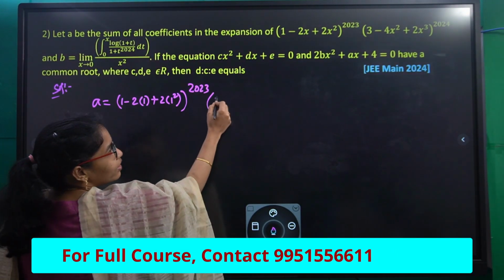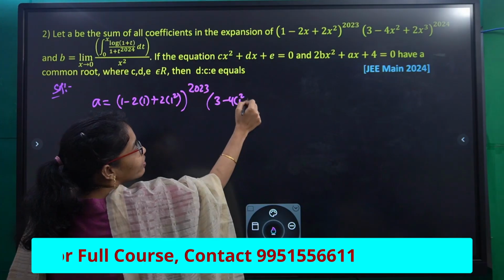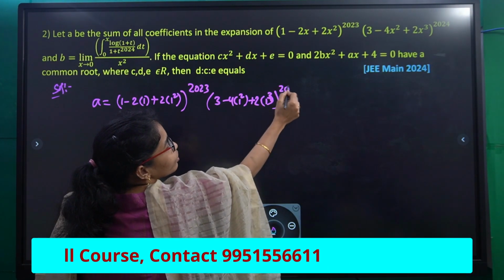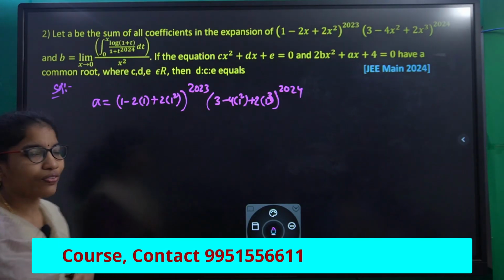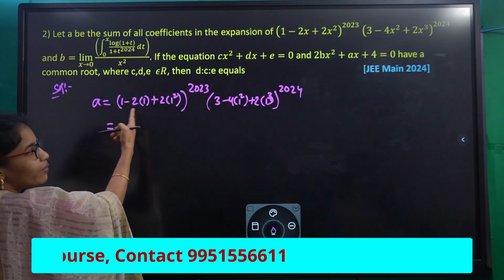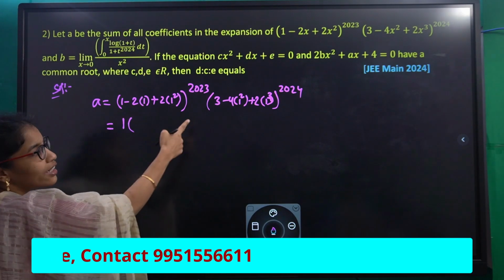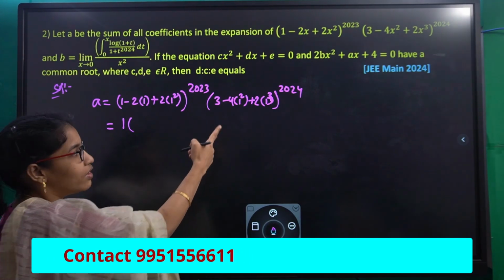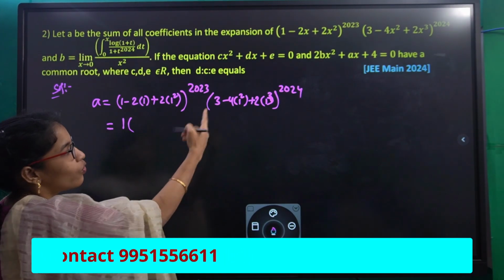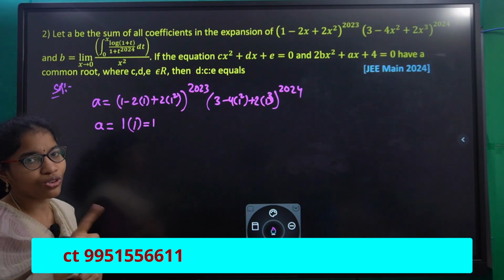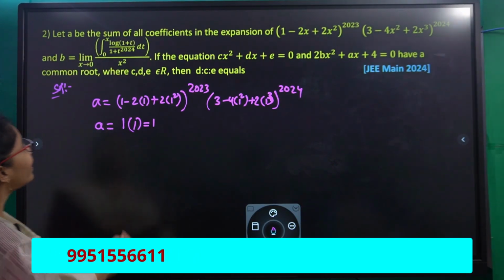And for the second one, (3 minus 4 into 1 square plus 2 into 1 cube) whole power 2024. This is the value of A. How much is it? 1 minus 2 plus 2, that is 1. 1 power anything is 1. And here 3 minus 4 is minus 1, minus 1 plus 2 is 1. 1 power anything is 1. So finally we are getting the A value as 1.